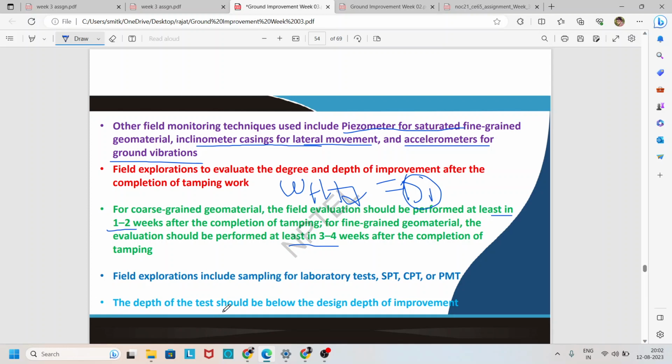So the depth of the test should be below the design depth of the improvement. That means we test the result, we find out the SPT value below the depth of improvement. If the strength below the depth of improvement passes our requirement, then we use this technique, deep dynamic compaction.